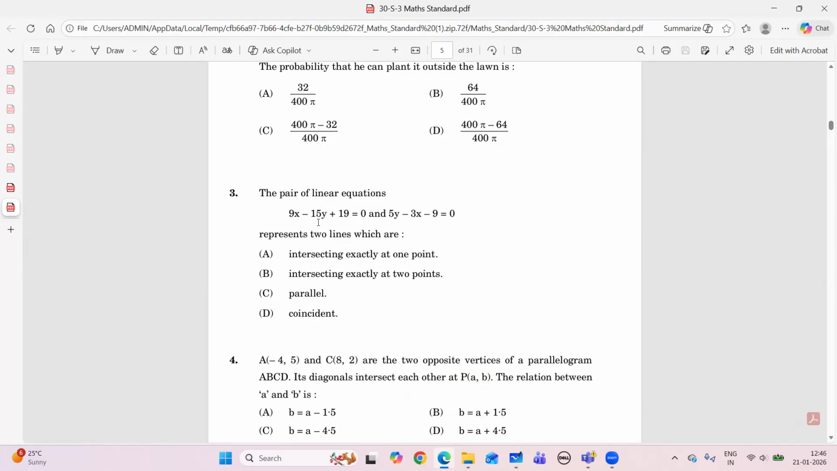Here, you should be careful. a1 is 9, b1 is minus 15, c1 is 19. But here, the y term is given first, and then the x term. So your a2 is minus 3, b2 is 5, and your c2 is minus 9. So let us take these two equations, 9x minus 15y plus 19.